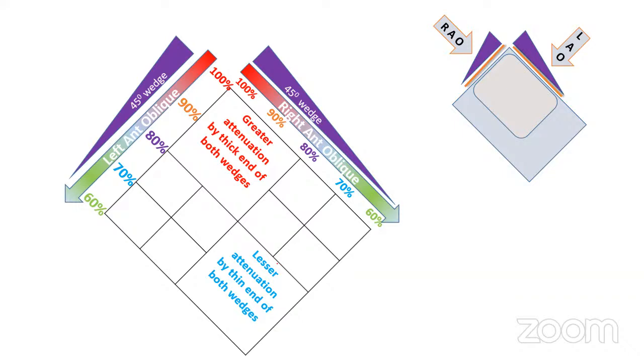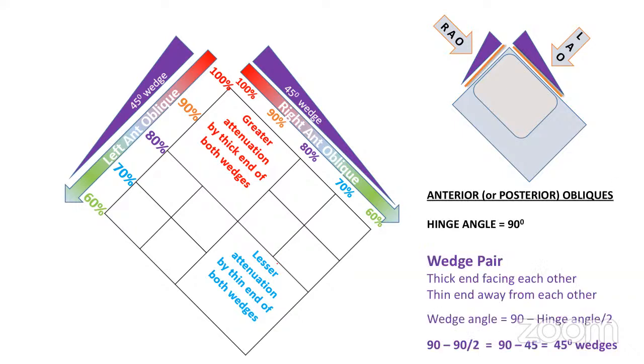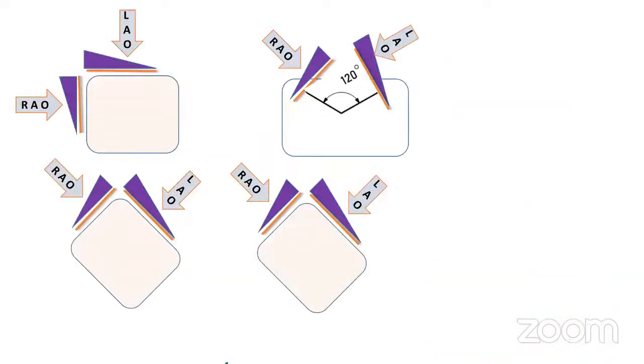That means wherever the area gets a hot spot. So first and foremost, you have to understand which area will get hot and which area will get cold. Once you know that, you know where your thick end and thin end of the wedge will be. Again, the wedge pair is the same. Now for different orientations of wedge, whatever the orientation of wedge, you can calculate the hinge angle.